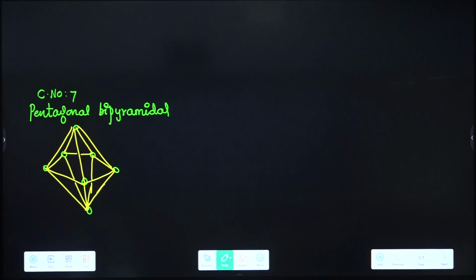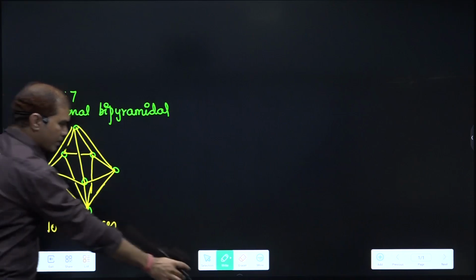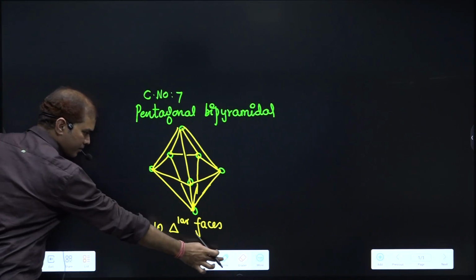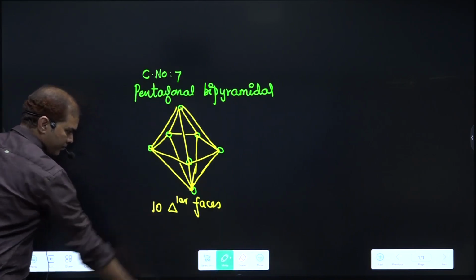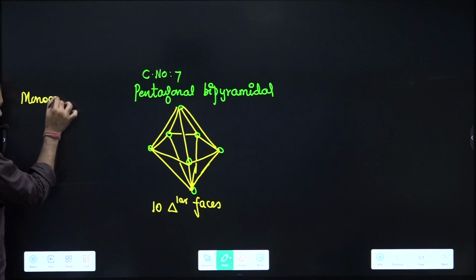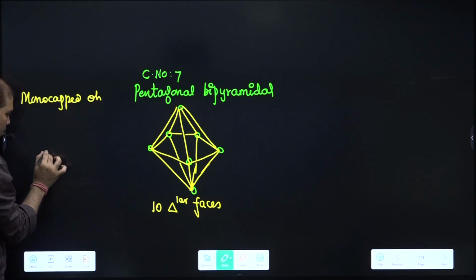How many faces? 5 faces above, 5 faces below, 10 triangular faces. For 7 we can also have monocapped octahedra.